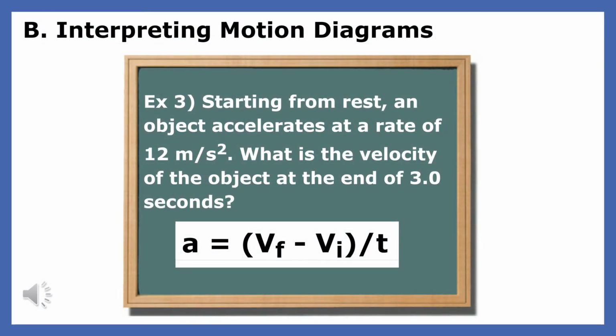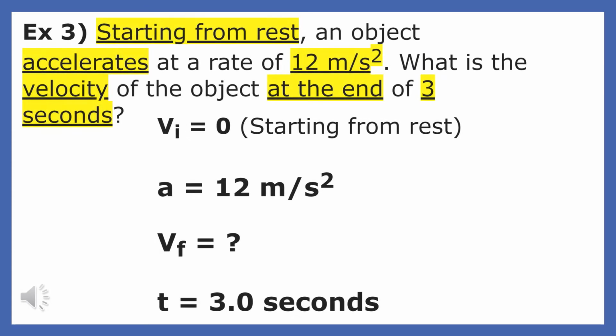Starting from rest, an object accelerates at a rate of 12 meters per second squared. What is the velocity of the object at the end of 3 seconds? The first thing we do is to underline the important information. Then we turn the information into variables. VI means initial velocity, and VF means final velocity.